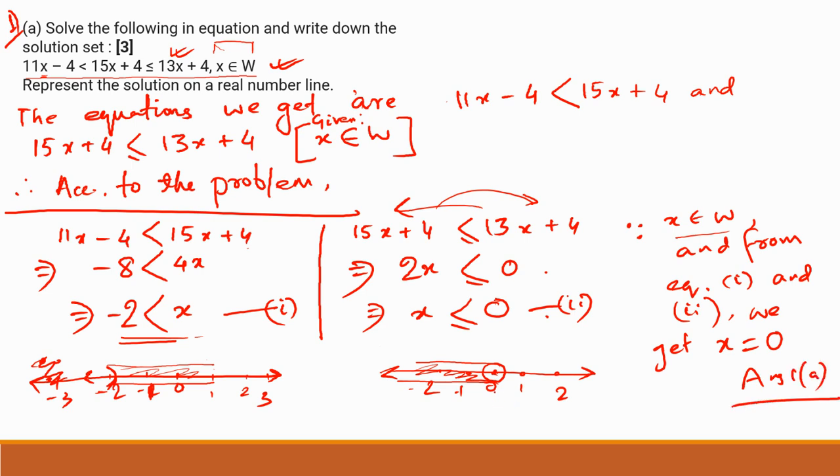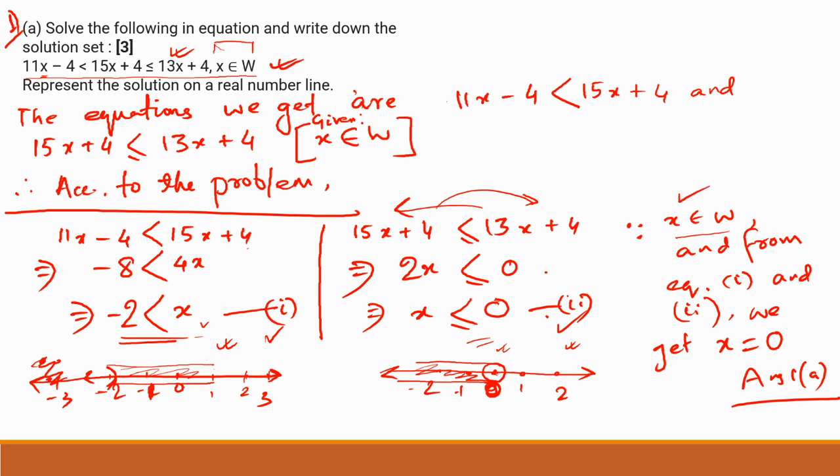You see, only 0 is the common factor, because let's say in this equation the number 1 is also there, which is a whole number which satisfies, 2 is also there, 3 is also there, which satisfies x greater than minus 2 and x belongs to whole number. But it does not satisfy this equation, right? 1, 2, this does not satisfy equation 2, because here x is less than or equal to 0. So only 0 is that number which satisfies this equation, and x belongs to a whole number.